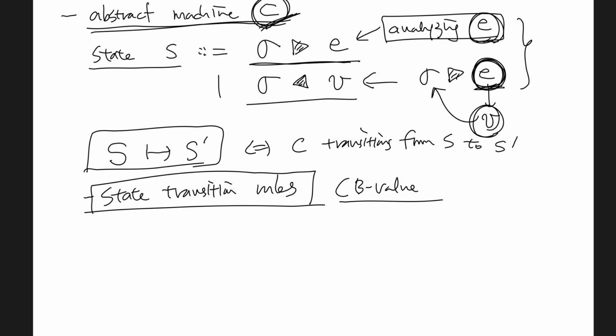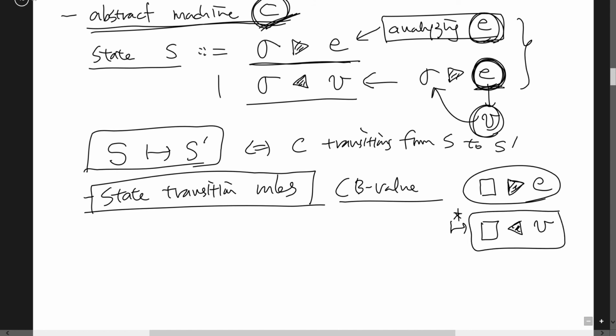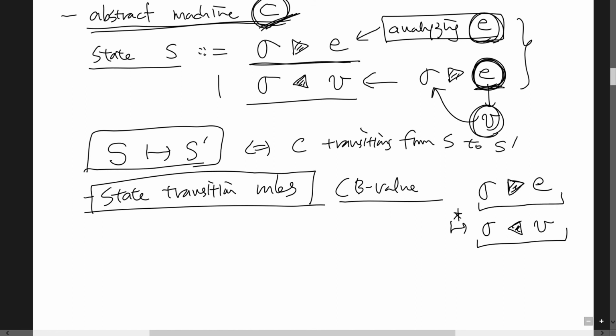So let's see how this state transition works. In the beginning, perhaps you will have something like this one. You start with this state, and in the end, you will have this one. Generally, you can generalize this phenomenon. If you start with the sigma right triangle expression E, perhaps if everything goes okay, then you will end up with this state at some point in the future.